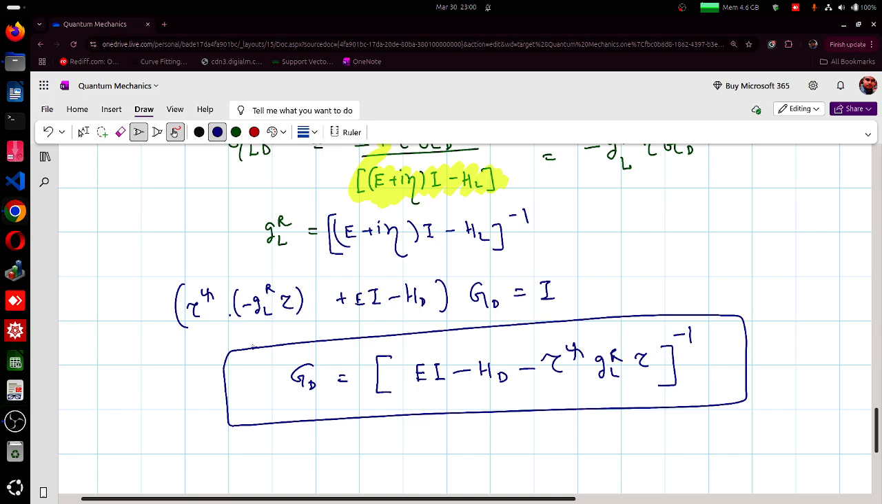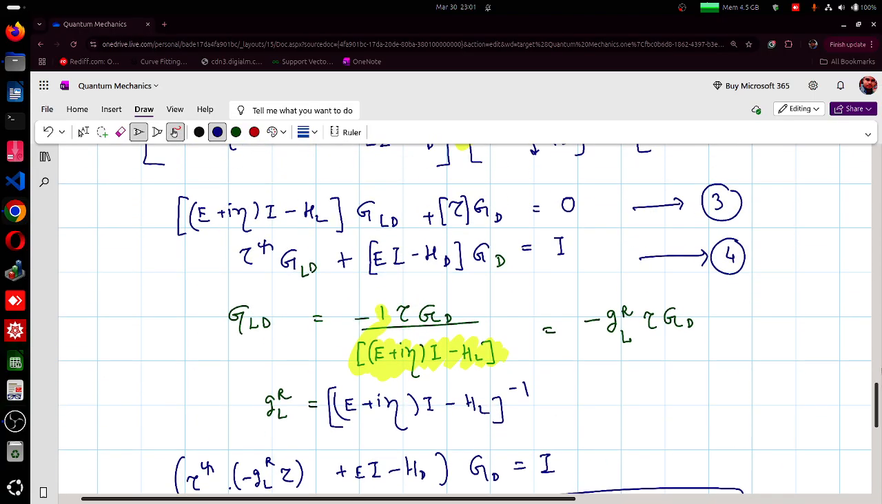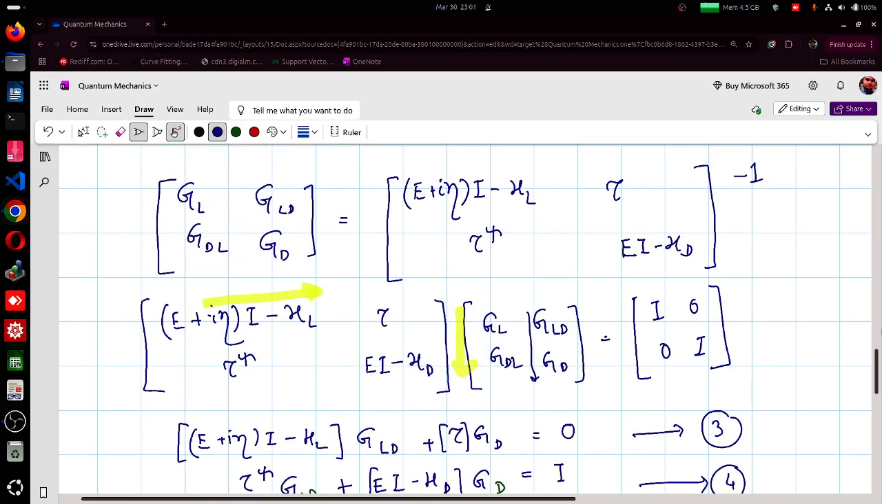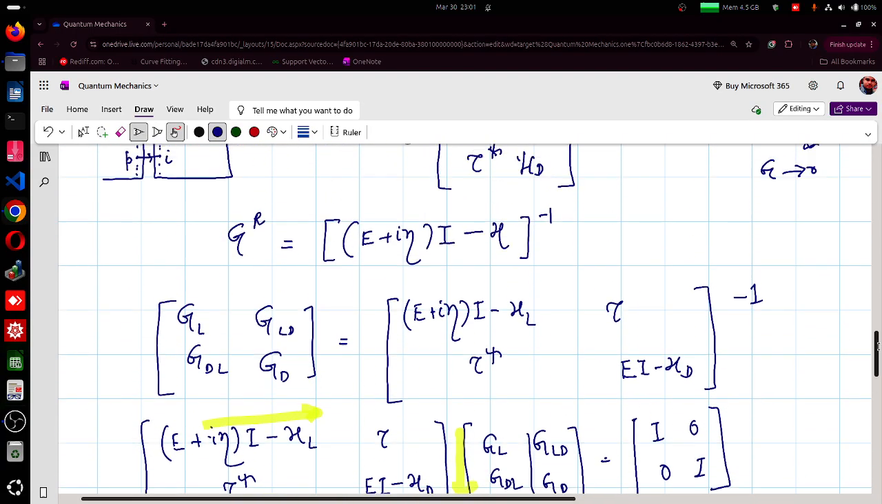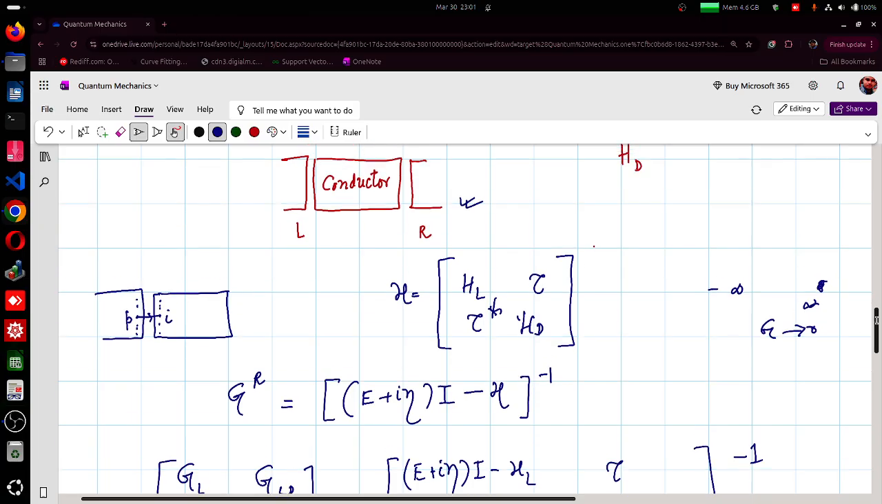Now why is it called non-equilibrium Green's function? Because in our previous cases we did not connect anything to the system, but here we have connected the lead to the system, so our number density is not fixed. It is continuously flowing, the charge carriers are flowing from the lead to the conductor.